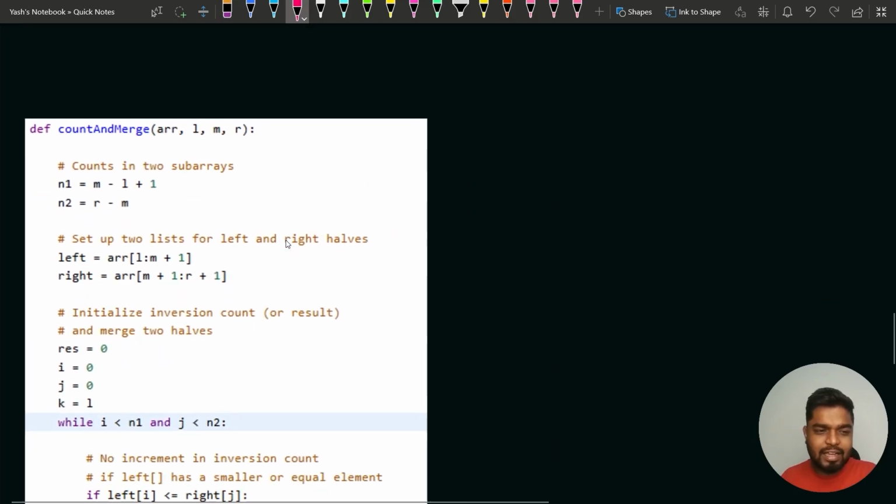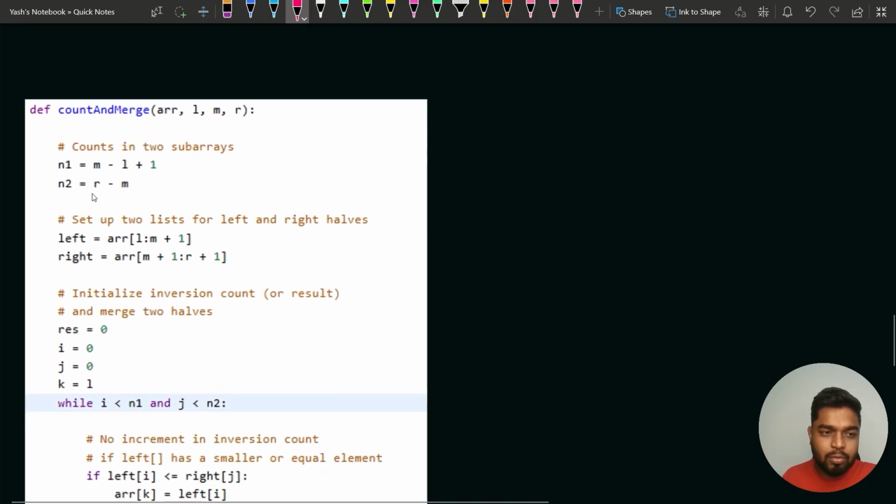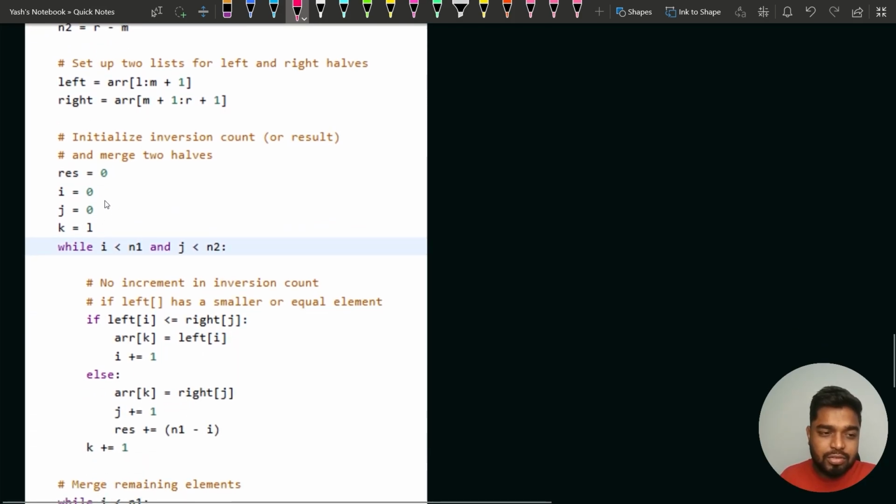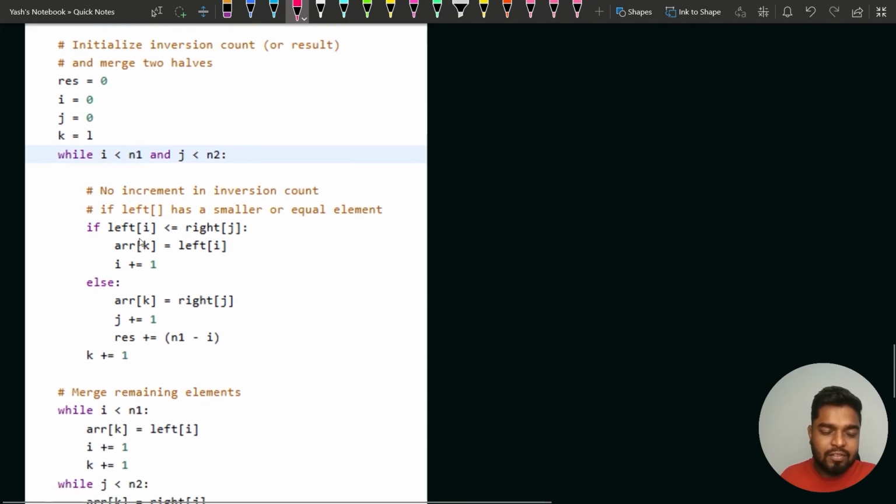After that, you can see again, we find n1 and n2, the counts in both the subarrays, and then the left and right arrays. After that, the result was 0, i was 0, j was 0, and k was initialized. Then we check if the left array element is lesser than the element of the right array. If so, I don't have any issues. Update the left element and then do i plus plus.